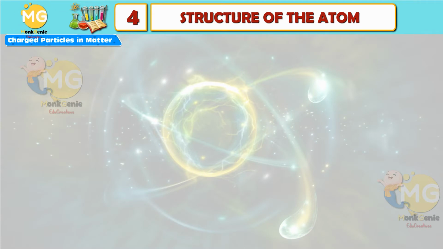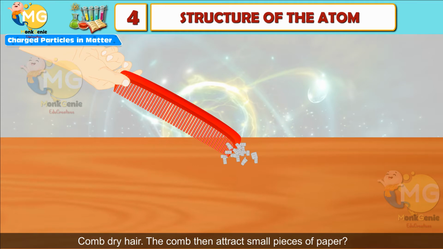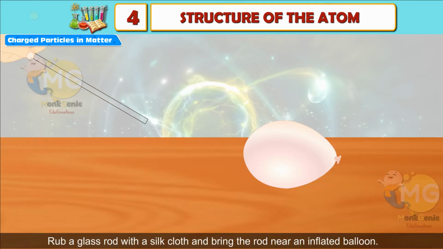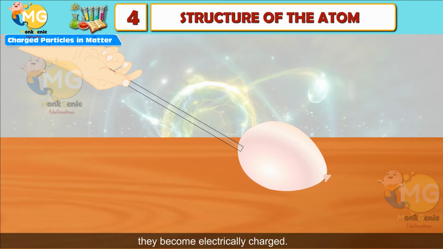Charged particles in matter. Comb dry hair. The comb then attracts small pieces of paper. Rub a glass rod with a silk cloth and bring the rod near an inflated balloon. The rod attracts the inflated balloon. It shows that on rubbing two objects together, they become electrically charged.